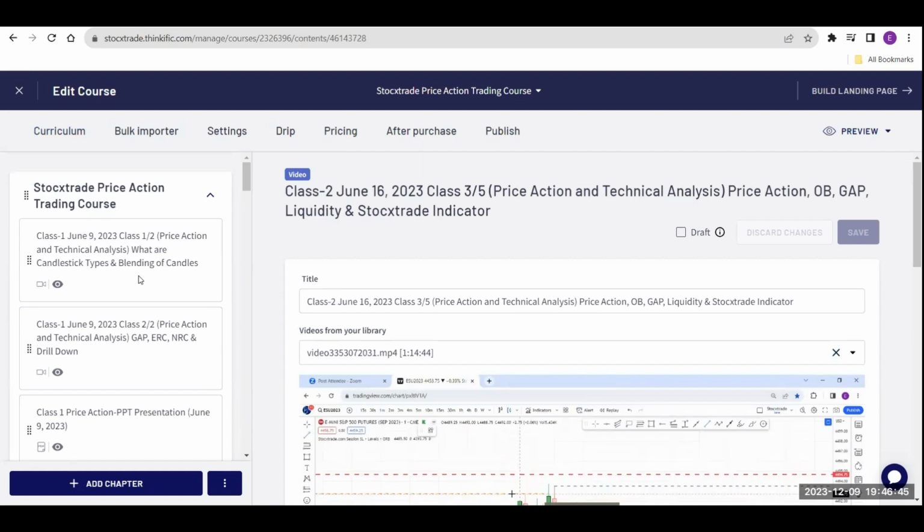Can you guys see my screen? Okay. Mm, no, not this one.